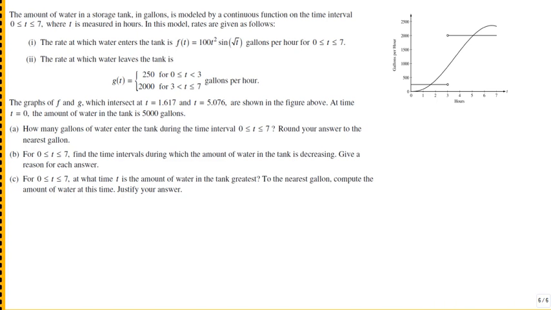We have the graphs of f and g, which intersect at t equals 1.617 and t equals 5.076, shown in the figure to the side instead of above. At time t equals 0, the amount of water in the tank is 5,000 gallons. So the first question is, how many gallons of water enter the tank during the time interval from 0 to 7? Right, so our function for entering is f(t) above.